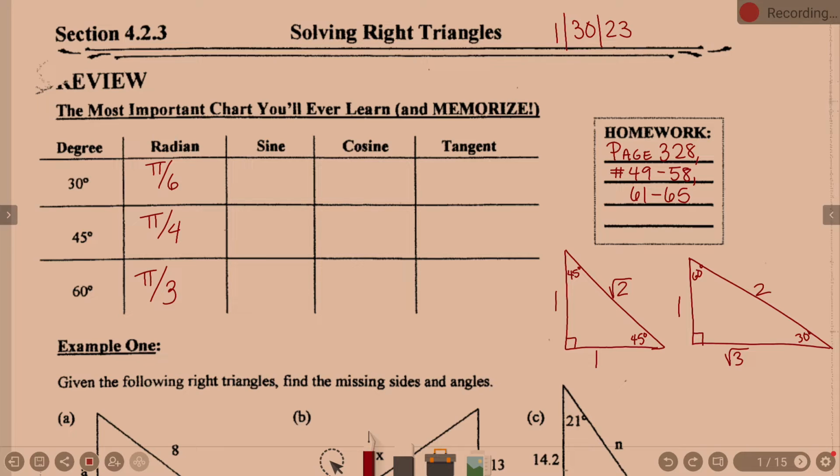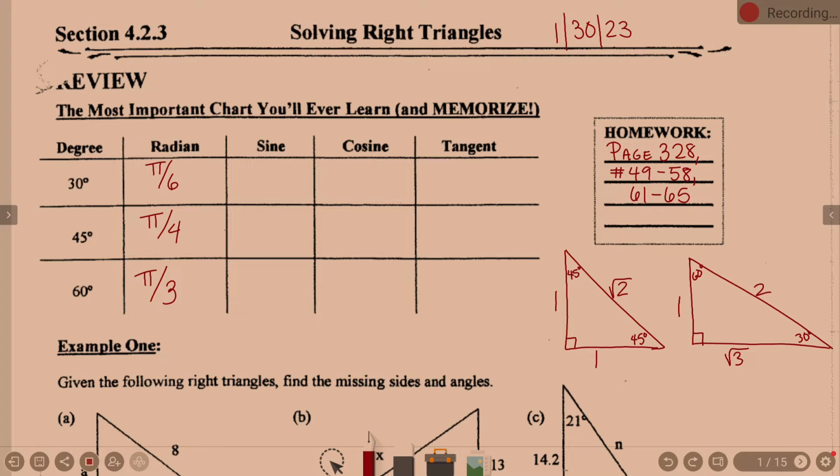We filled in the triangles before we got started here. 45, 45, 90, the legs are equal. Hypotenuse is square root of 2 times the leg. 30, 60, 90. Short leg, opposite 30 is our 1. The hypotenuse is 2 times that, and the long leg, opposite 60, is square root of 3 times the short leg.